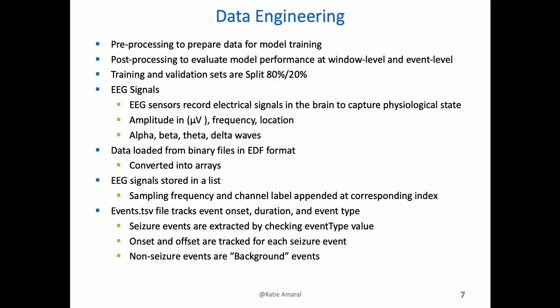Events data are stored in the EEG modality directories corresponding to each subject, session, and run. The events.tsv file in each directory tracks the event onset, duration, event type, and other metadata. The annotation class loads and parses the events. Seizure events are extracted by checking the event type value and storing the onset and offset times. Non-seizure events are called background events.